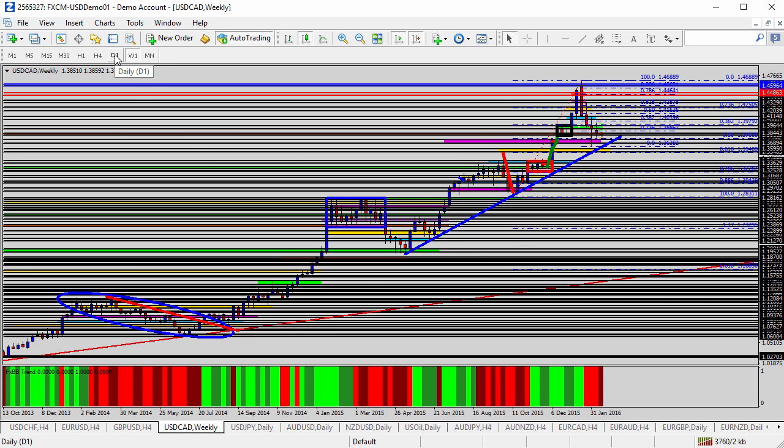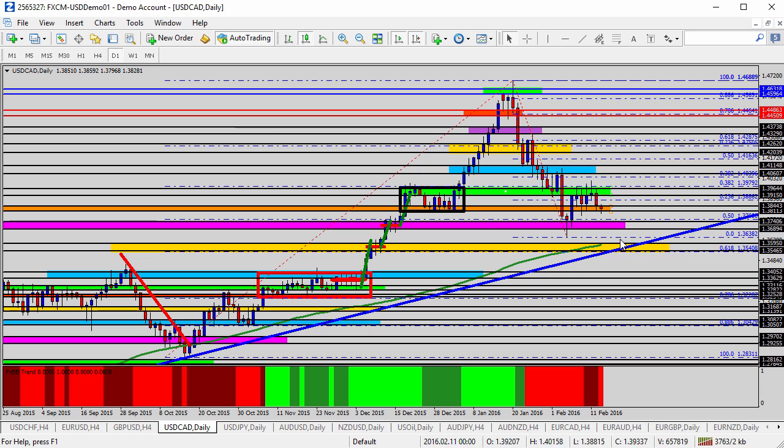Now that you've seen that wide angle view from the weekly back down to the daily, there's the blue trend line, and the 100 period moving average sitting down there, by the way, towards the blue trend line as well.